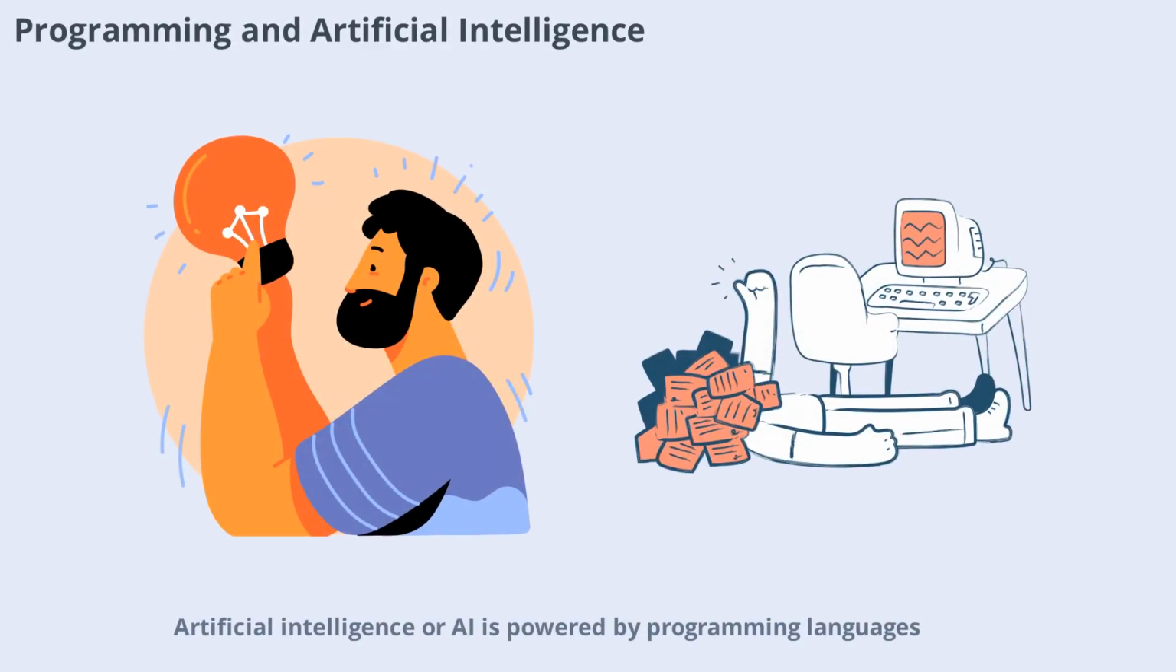Artificial intelligence, or AI, is powered by programming languages. AI systems can learn, adapt, and make decisions thanks to complex code. This technology is changing industries from healthcare to entertainment, and programming is at the heart of it all.